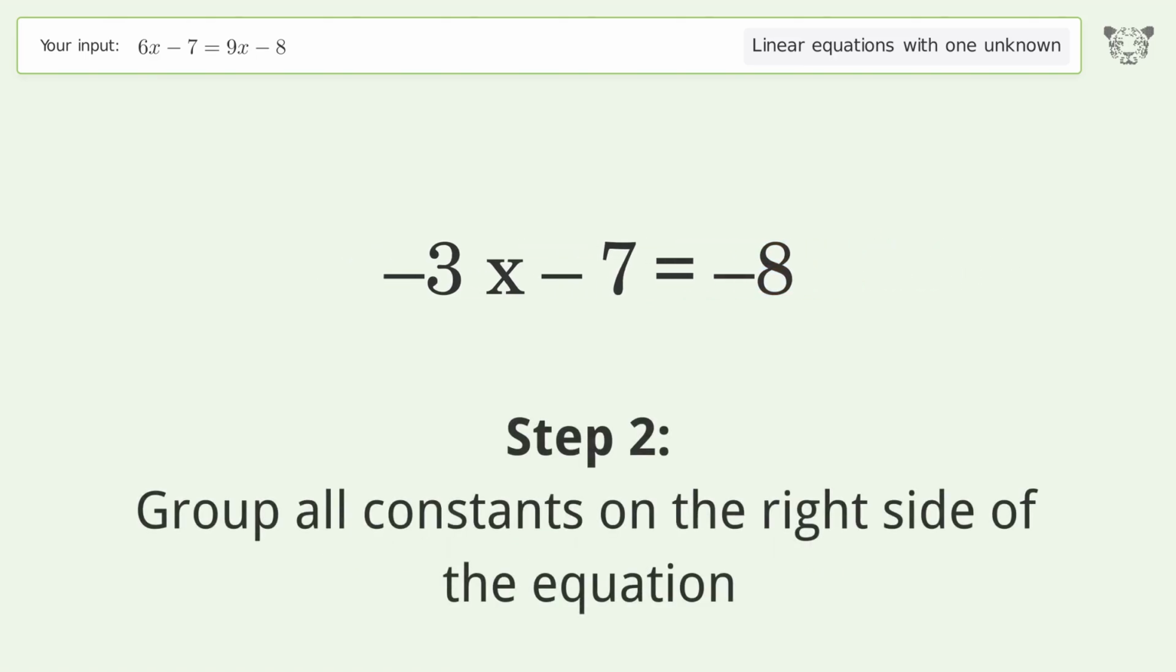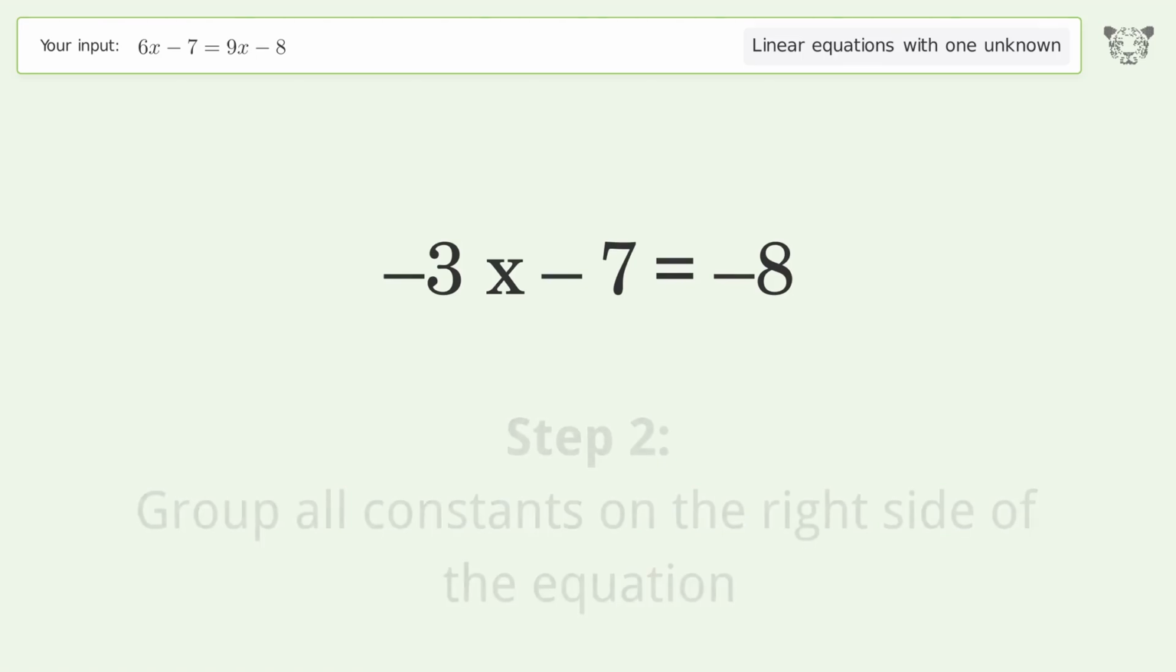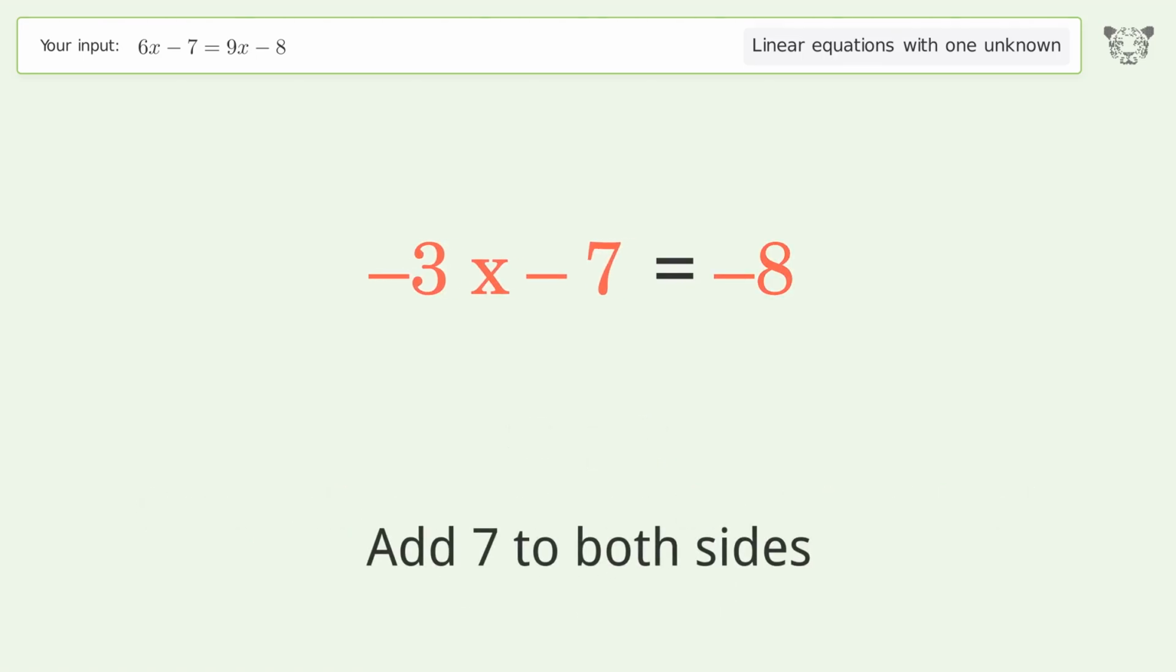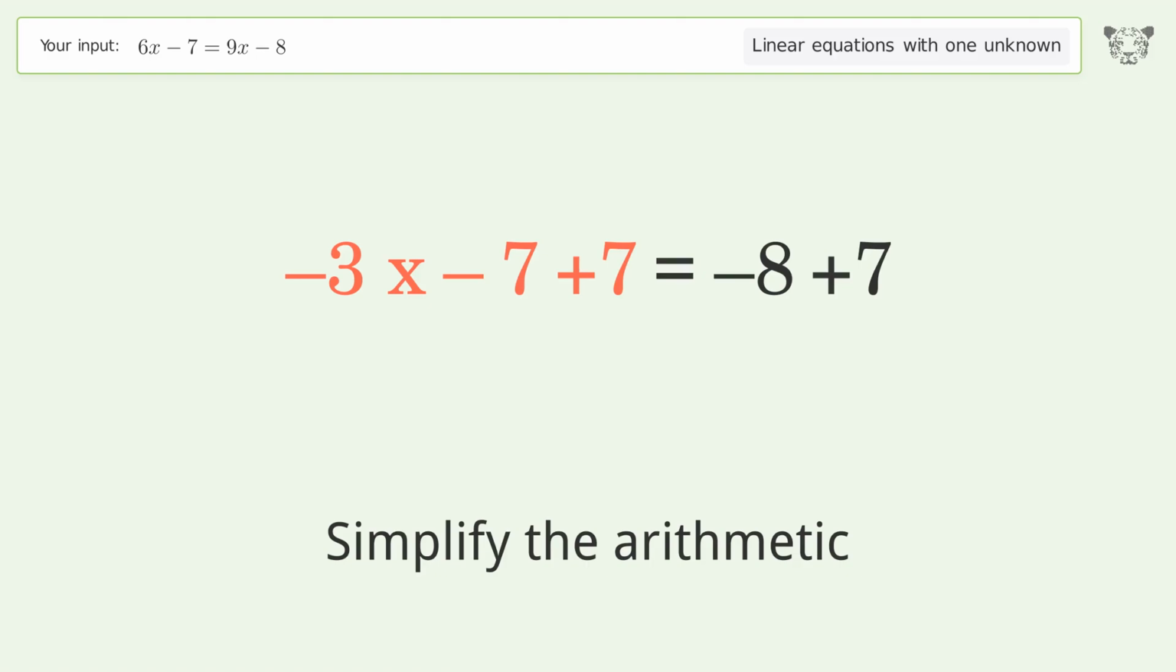Group all constants on the right side of the equation. Add 7 to both sides. Simplify the arithmetic.